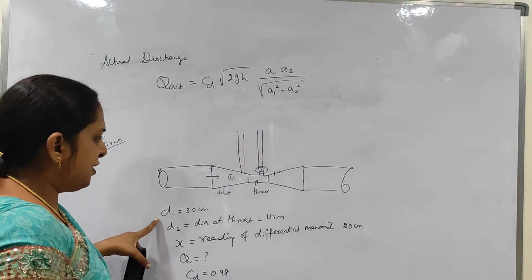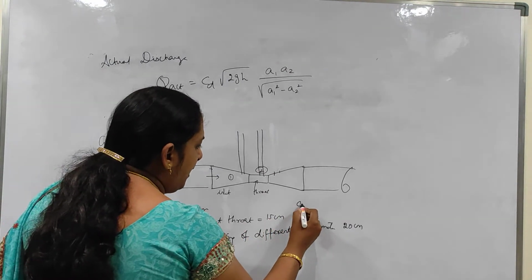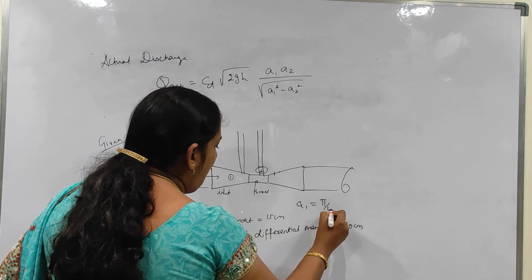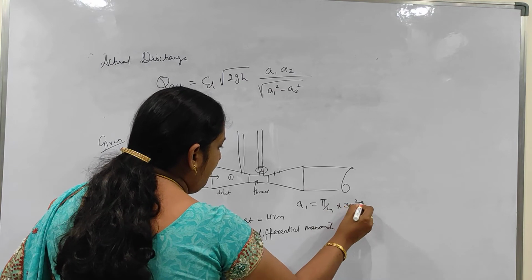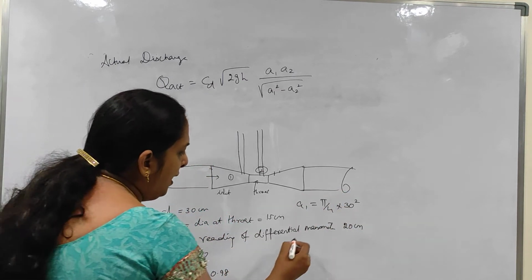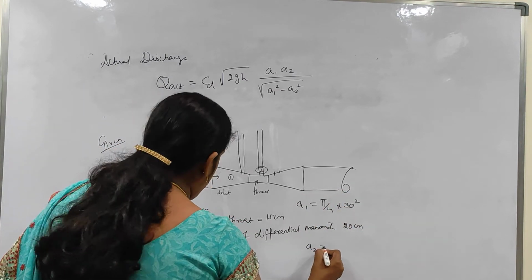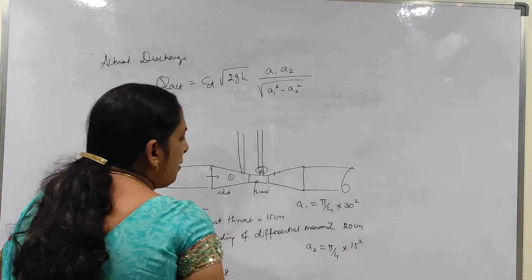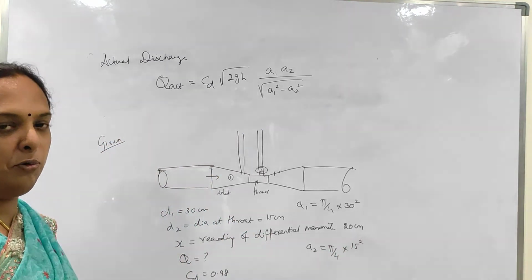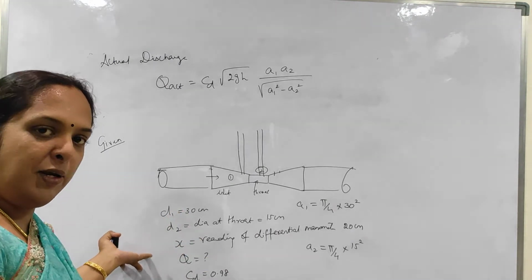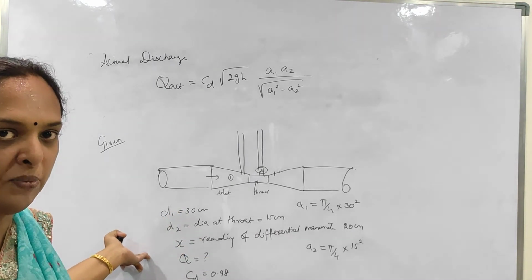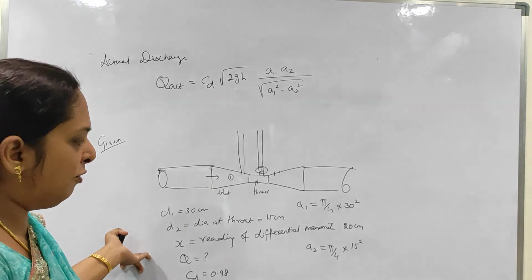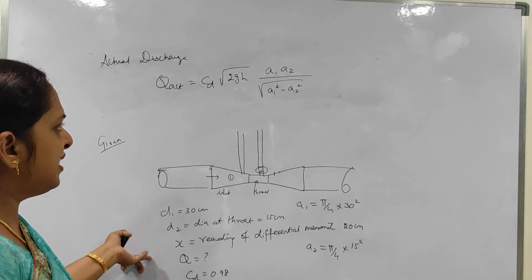So the diameter is known; automatically what is the area? It is pi by 4 into D square, pi by 4 into 30 square. And A2 is pi by 4 into D2 square, which is 15 square. I am not converting the unit to meters here. If you prefer, you can change it to meters. Otherwise, we can go with the same centimeters in such problems.